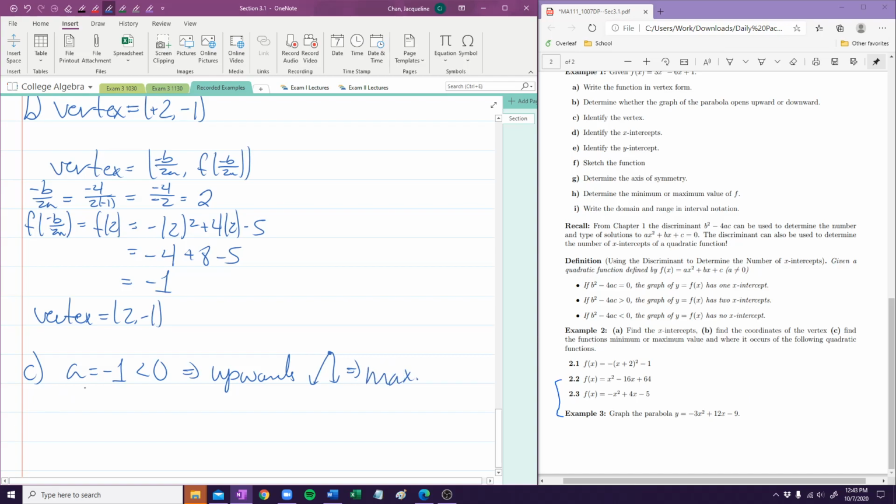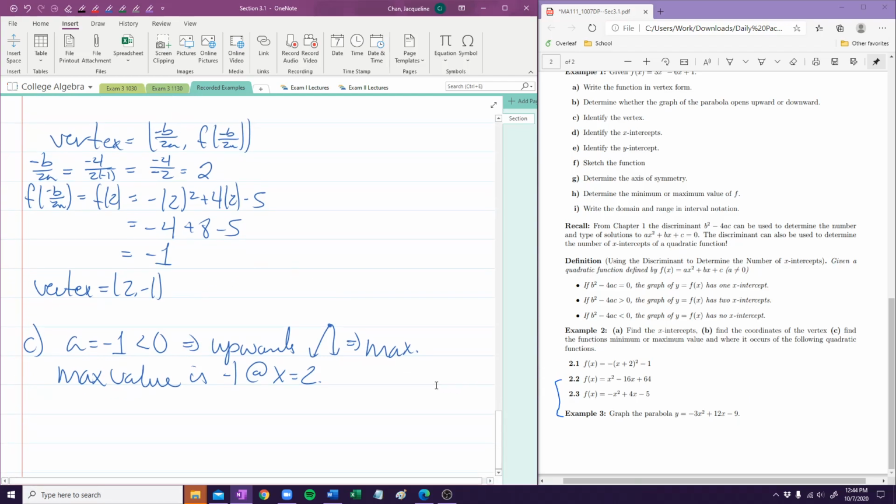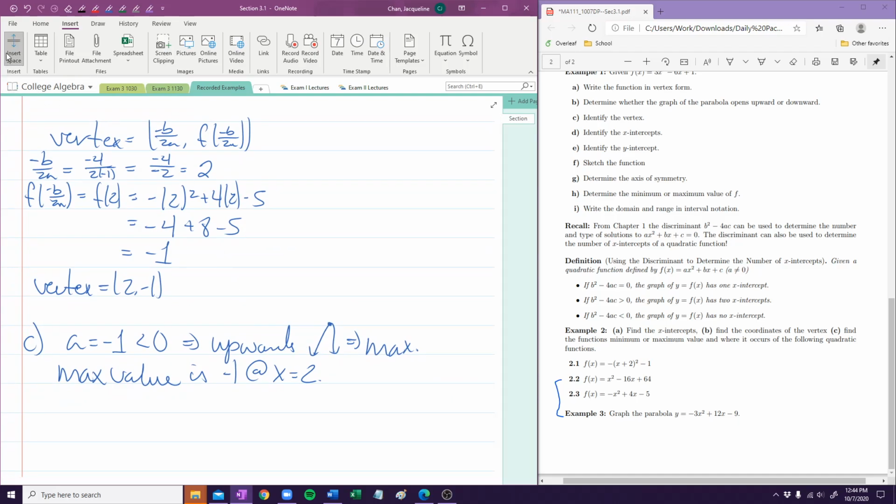Okay, so now we can answer the question. Our maximum value is, remember, always your k. So my maximum value is negative 1. And the location where it occurs is at x equals 2. It is my h. Where it occurs is usually the axis of symmetry. Right, so that is it for example 2.